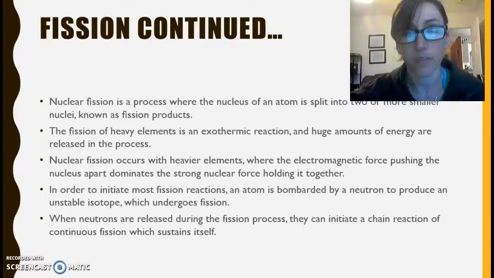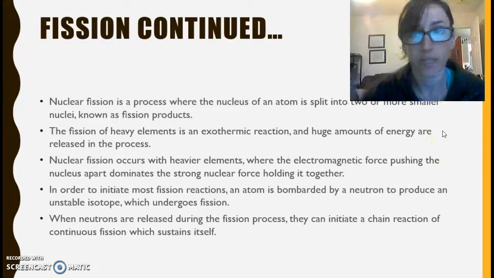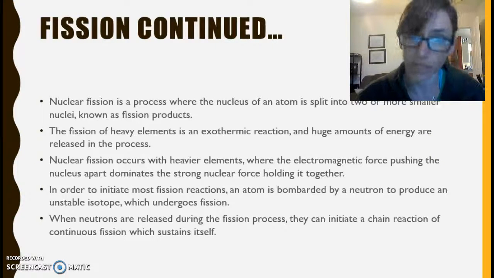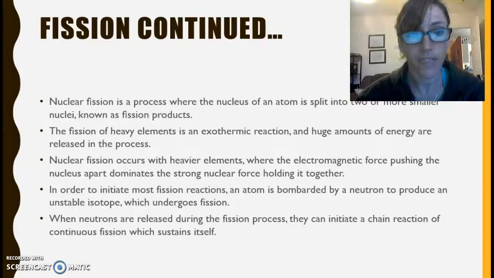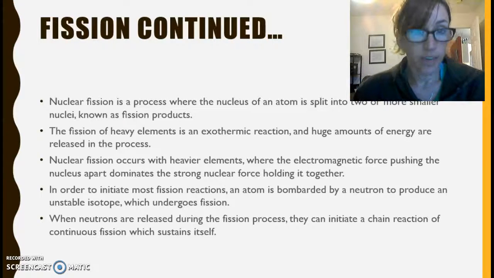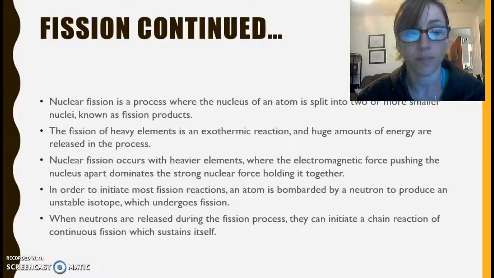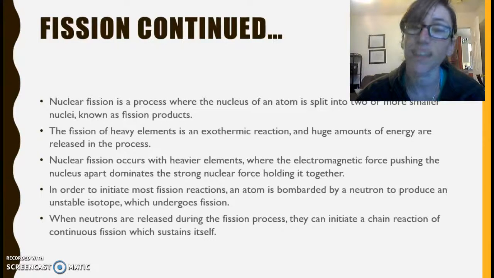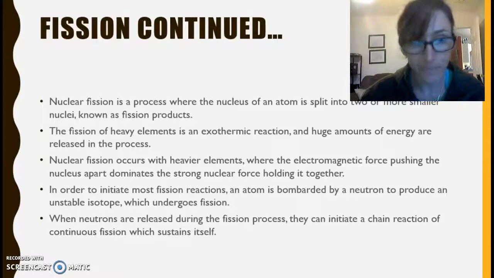Just some bullet points to summarize it real quick. Nuclear fission is a process where the nucleus of an atom is split into two or more smaller nuclei, which are known as fission products. The fission of heavy elements is an exothermic reaction, and huge amounts of energy are released in the process. Nuclear fission occurs with heavier elements where the electromagnetic force pushing the nucleus apart dominates the stronger nuclear force holding it together.